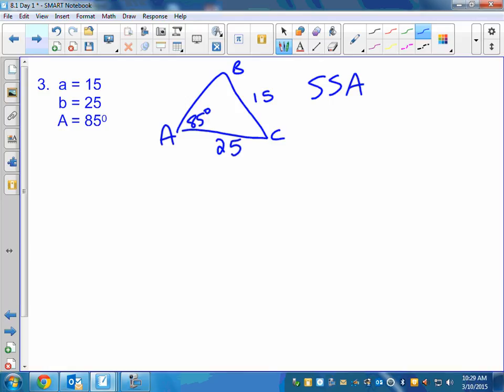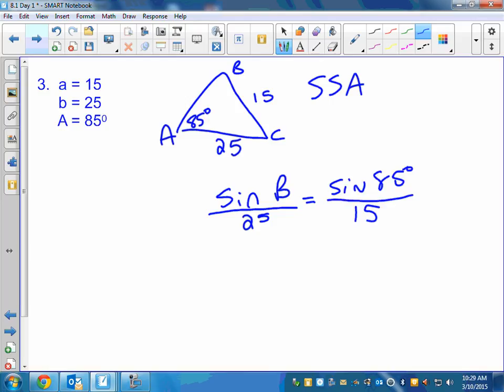And when it's side angle, when they only give you one angle, there's only one place to start. You have to figure out what's the other thing you could solve for right away on this one. You got to solve for angle B. So setting that up, I would get sine of 85 over 15.